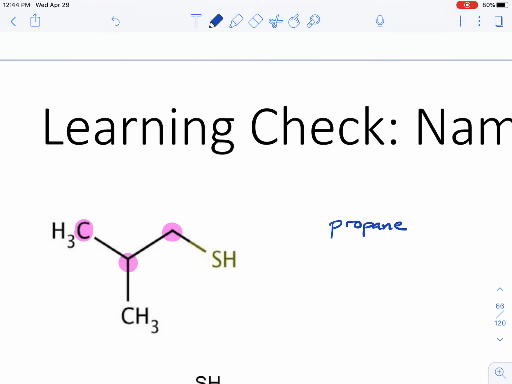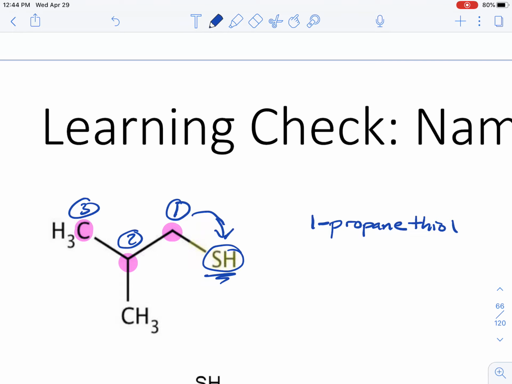Since we have a 3-carbon compound, we're going to say propane, then describe this sulfhydryl group as a thiol. We need to communicate to the reader where this sulfhydryl group is located on the carbon chain, and in this case, it's on carbon number 1. So we're going to number our chain from right to left, because that gives us the lowest carbon number for this functional group. So this is 1-propane thiol.